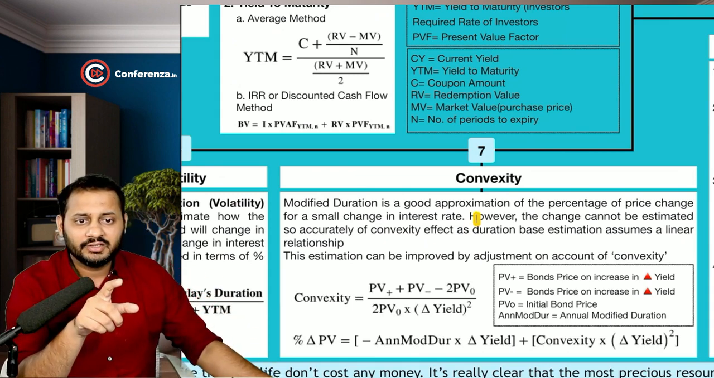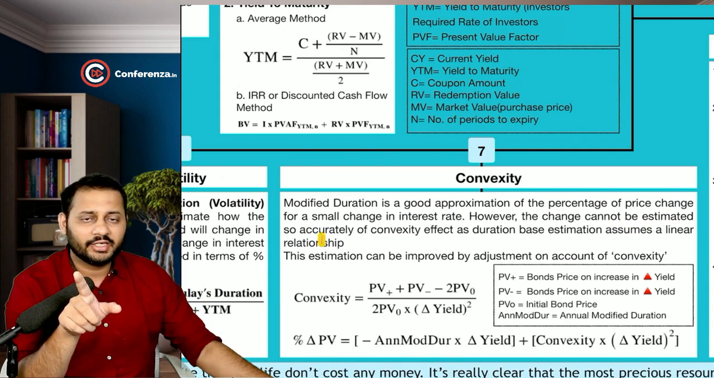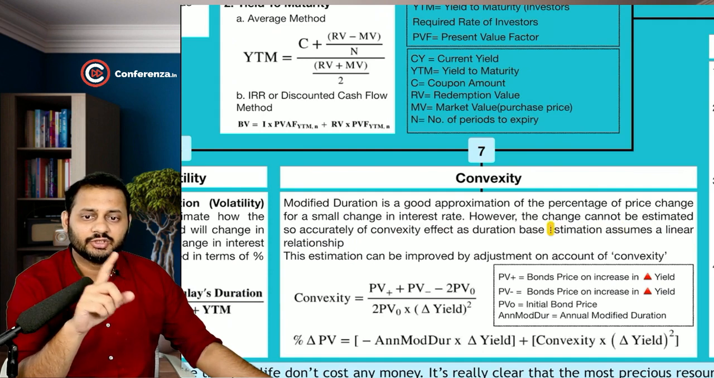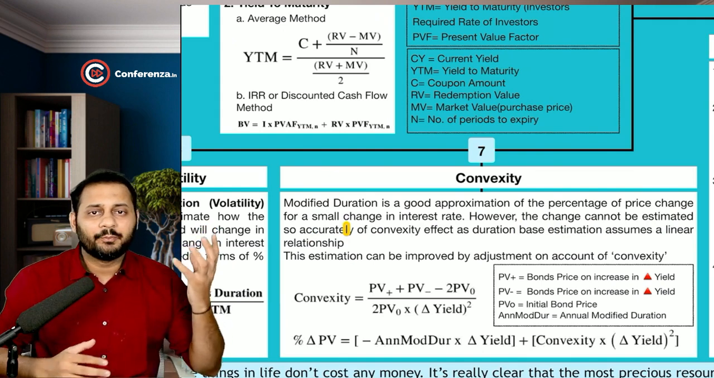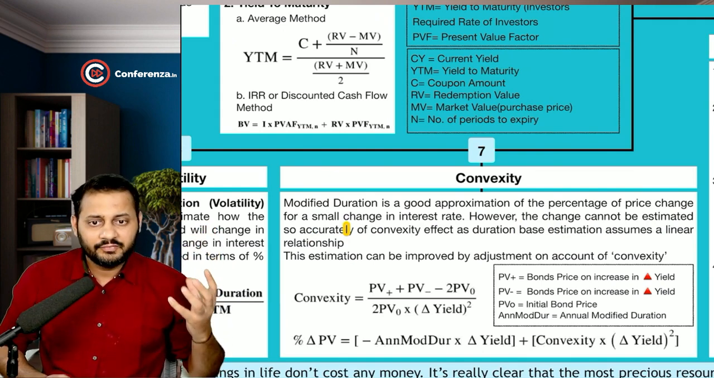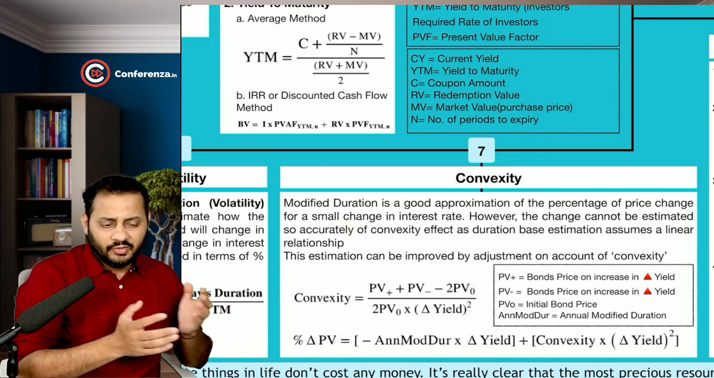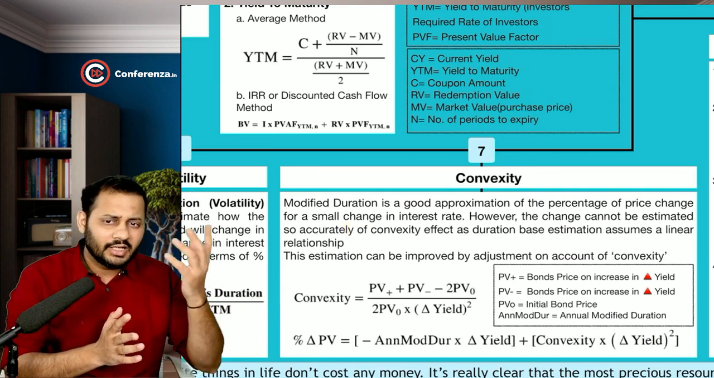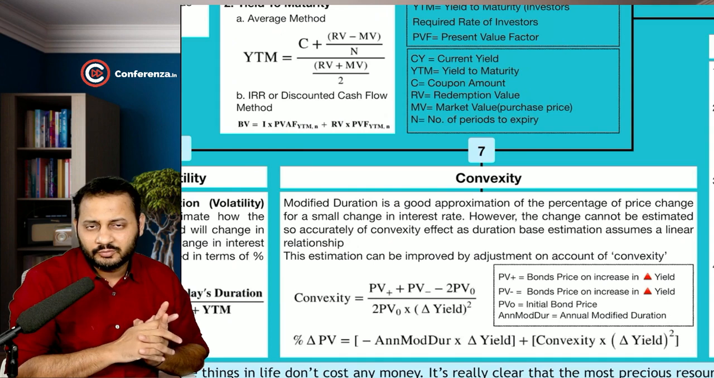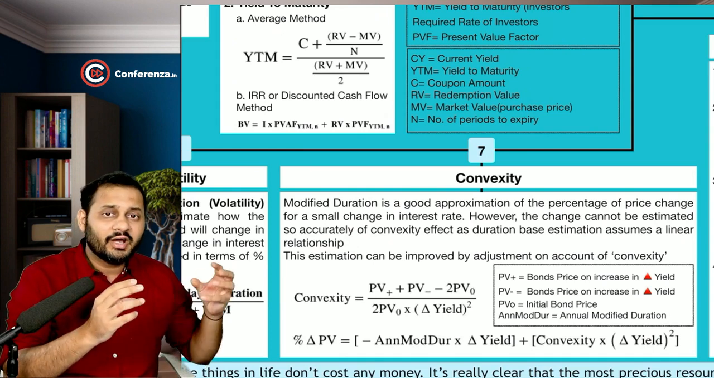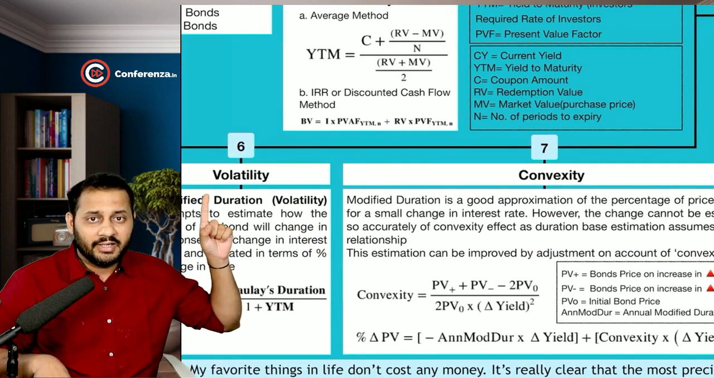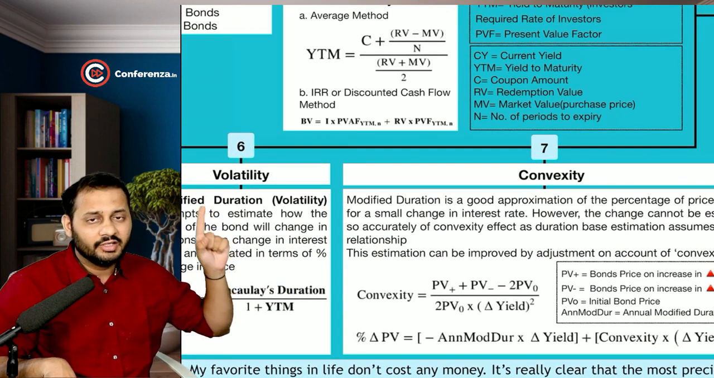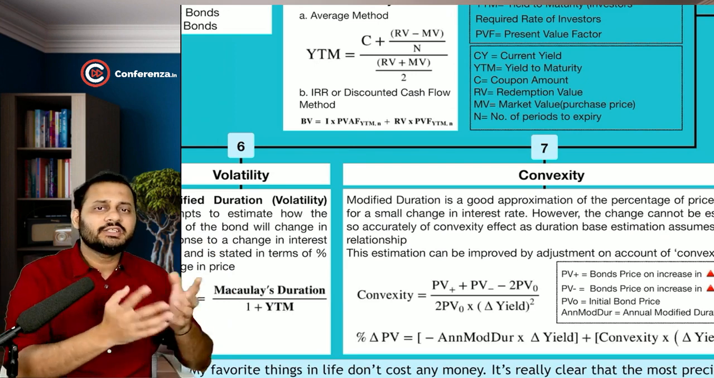However, the change cannot be estimated so accurately because of the convexity effect, as the duration based estimation assumes a linear relationship. What does that mean? It won't give you appropriate or accurate answers if you increase the change in the YTM. With a 1% change in the YTM, I think volatility will give you a good, more appropriate answer. But if you change the YTM by 5% and then expect to find a better answer with the help of volatility, you won't get it. Okay, let me just prove it to you.